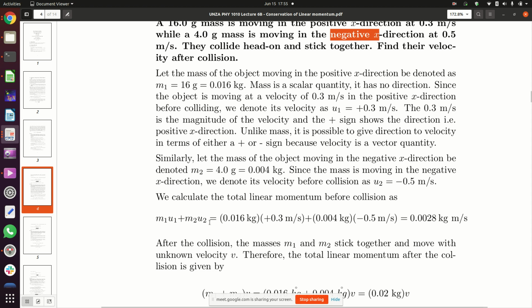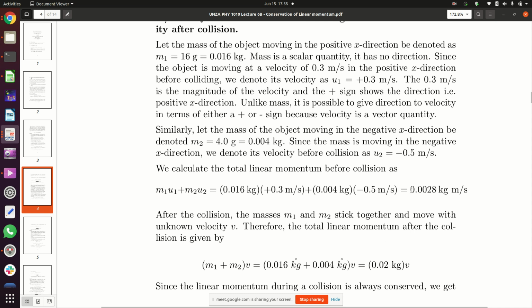So when you work out the total linear momentum, in this case here, this is how much linear momentum you have: 0.0028. This is a very, very small amount of linear momentum. The reason why it's small is because these objects are moving in different directions, and linear momentum is a vector. So the fact that these objects are moving in opposite directions reduces how much motion is happening. Okay, so this is the total linear momentum before collision, a small bit.